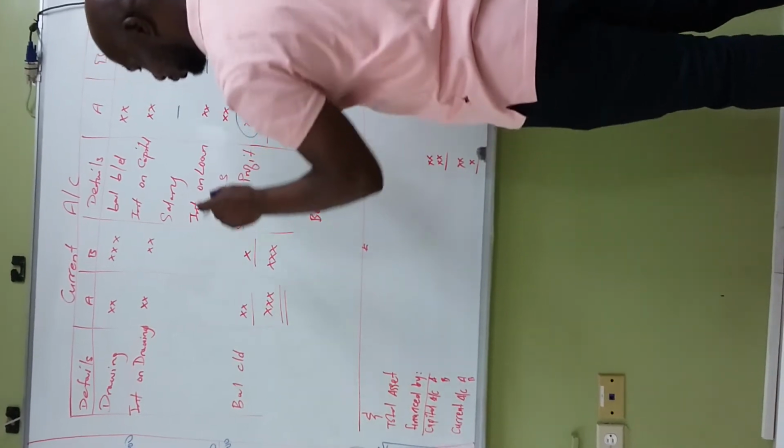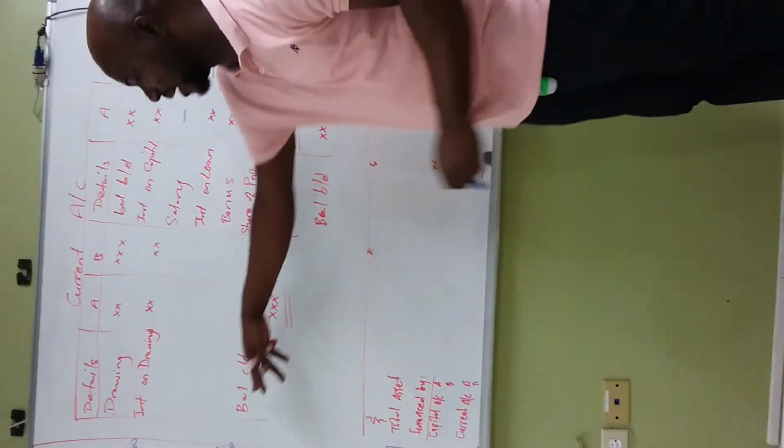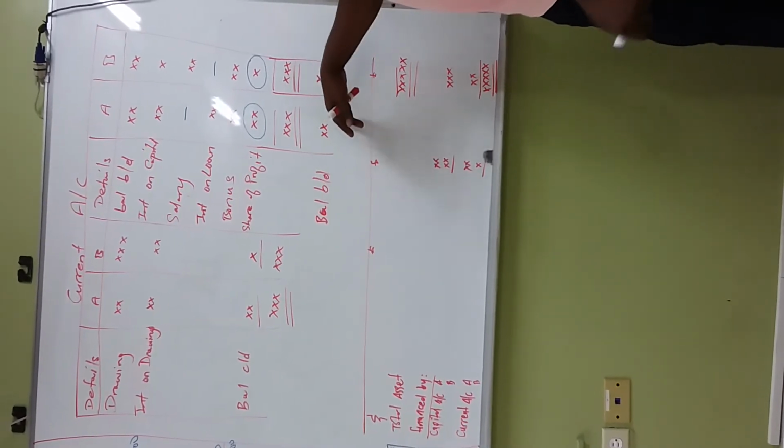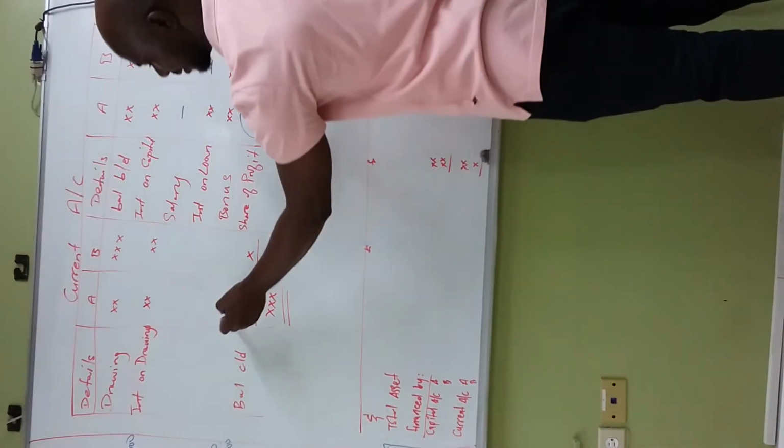Which we know from the previous lesson that once you have a balance CD, you must have a balance BD, which is recorded on the opposite side at the start of the next period.